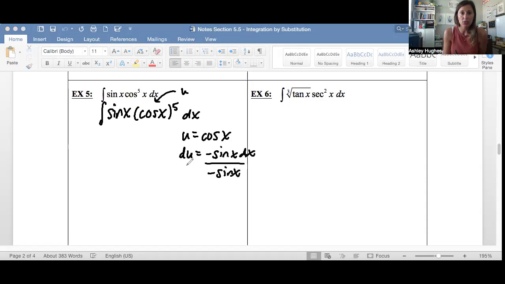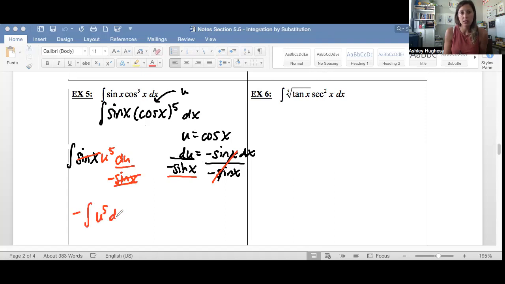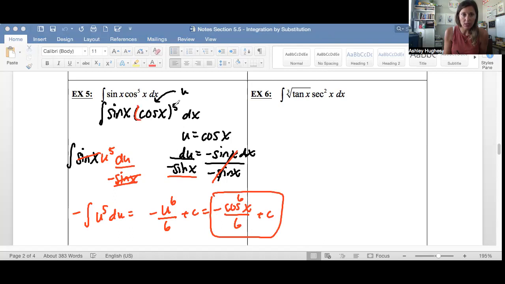Solve for dx, that means you divide by negative sine. And so I have sine x, and then I have u to the 5th, and then instead of writing dx, I write this, du divided by negative sine x. So the sine x's cancel, but you're going to be left with this negative 1. So this is going to be negative u to the 6th over 6 plus c. So negative cosine 6x over 6 plus c. You can write it like that, or you can write it like this, where you put in parentheses raised to the 6th.